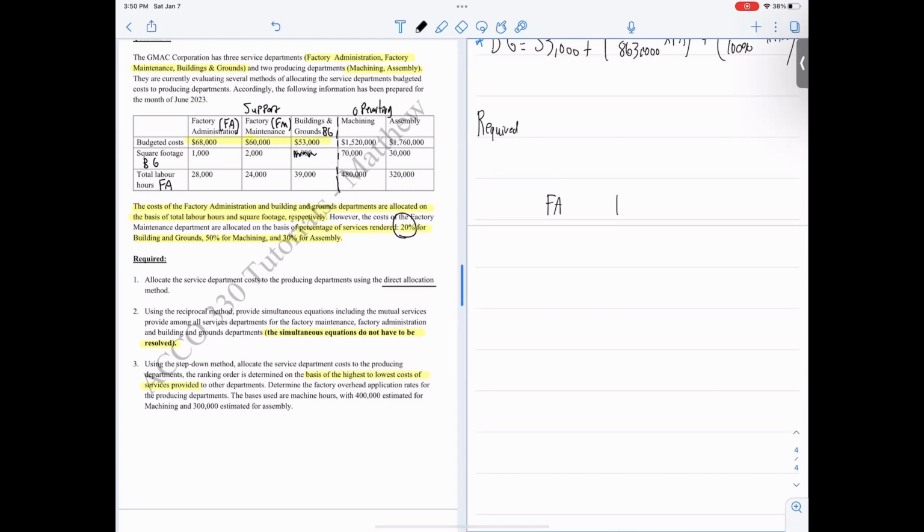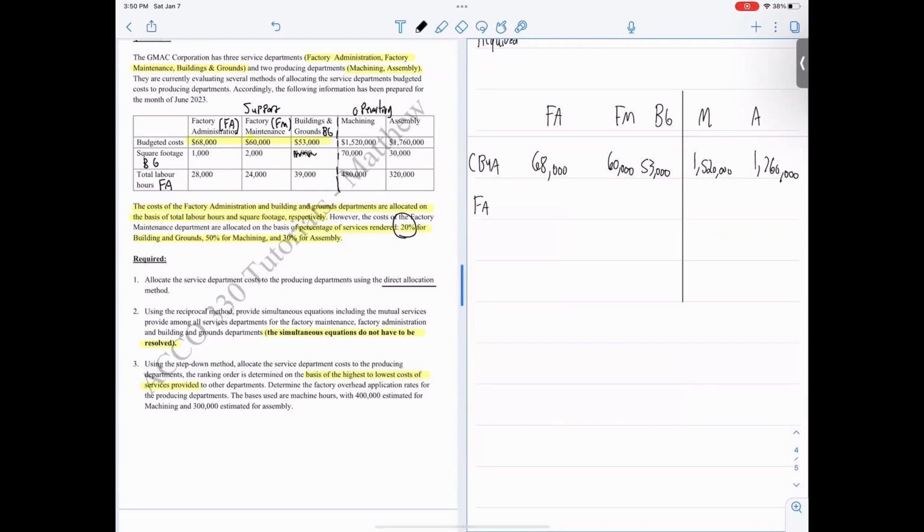So factory admin, factory maintenance, building and grounds, machining, assembly. Now we have cost before allocation. Let's put it here straight from the problem: 60,000 for maintenance, 53,000 for building and grounds, 1,520,000 for machining, 1,760,000 for assembly. Now we have factory admin, factory maintenance, building and grounds, cost after allocation.